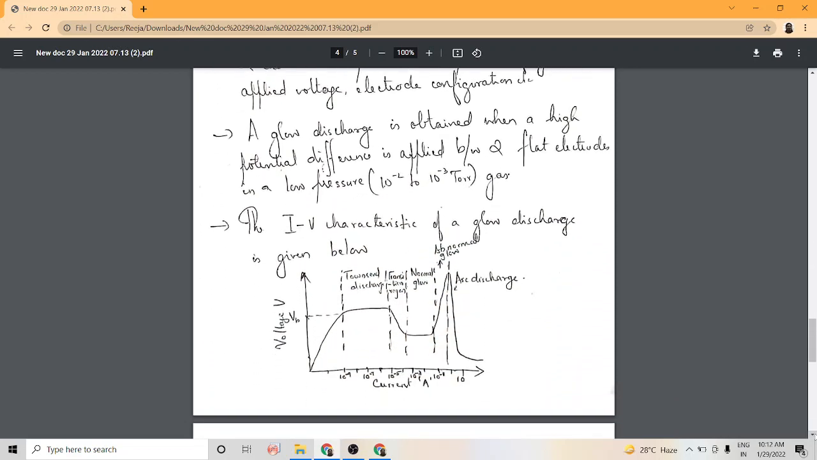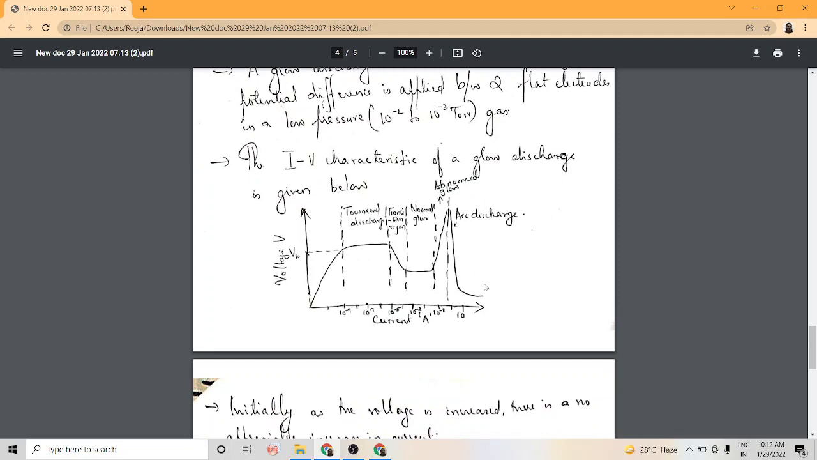Here we are going to discuss the IV characteristics of the glow discharge. Current is plotted along the x-axis and voltage along the y-axis. Initially, as the voltage is increased, there is no appreciable increase in current. The current is much less than 10 raised to minus 9 ampere. But as a characteristic minimum voltage called the breakdown voltage is reached, the current increases tremendously, and this takes place at constant voltage VB, that is the breakdown voltage. The current increases to a large value, and this region of the discharge is called Townsend discharge.